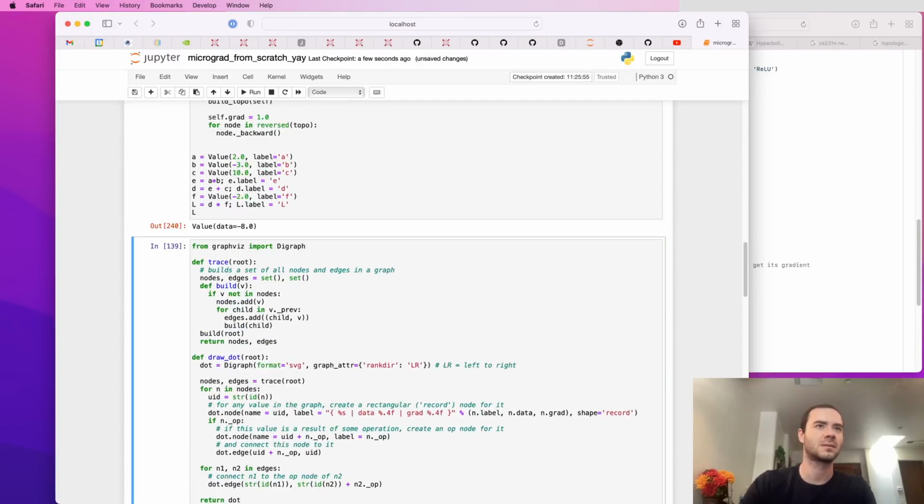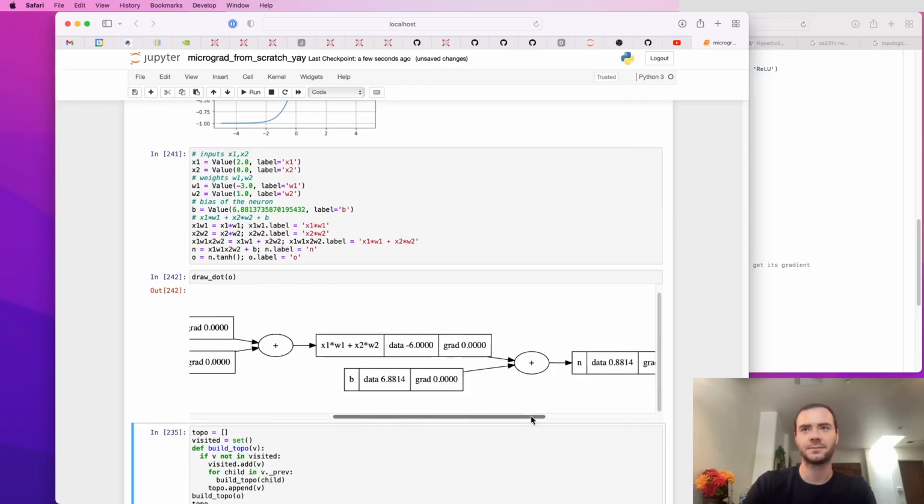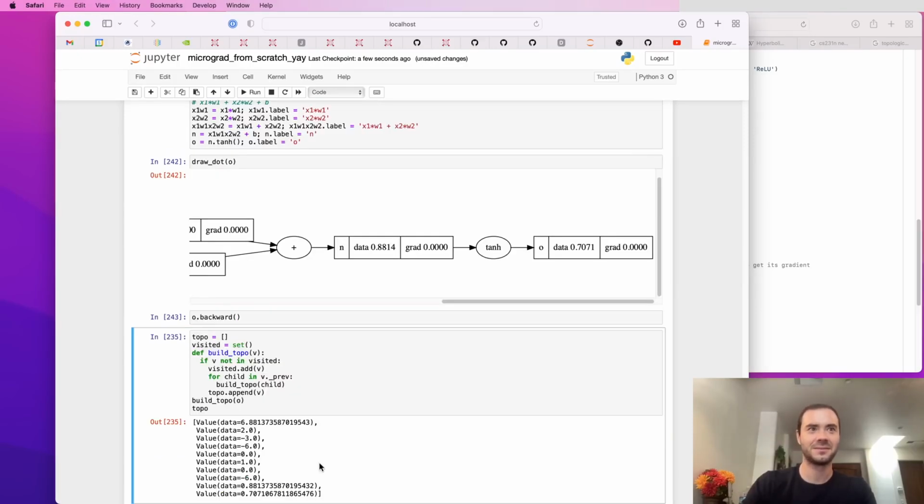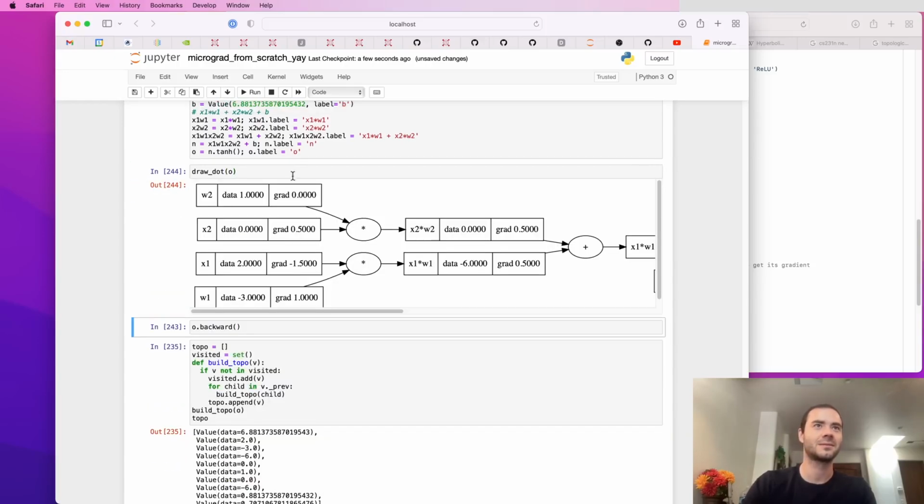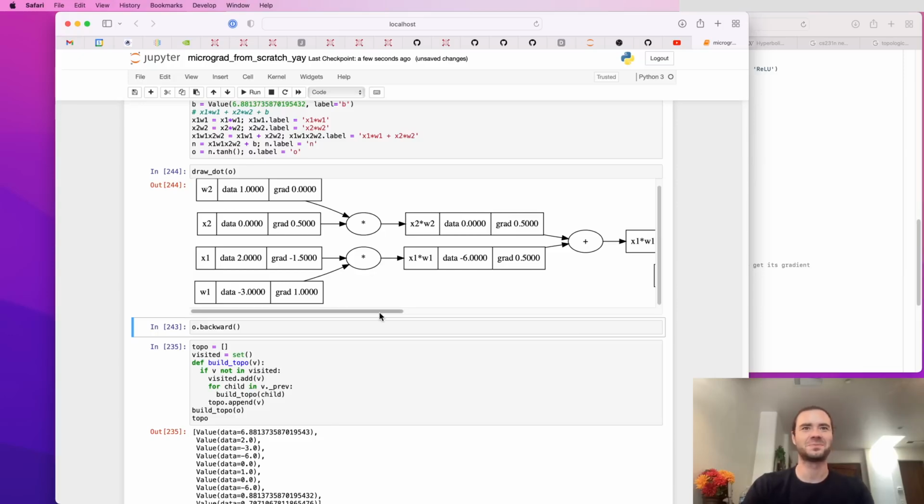So save. Come down here, redefine. Okay, all the grads are 0. And now what we can do is O.backward without the underscore. And there we go. And that's backpropagation, at least for one neuron.